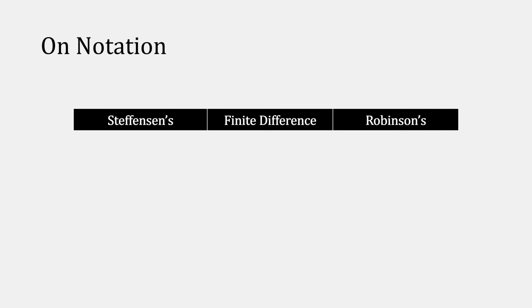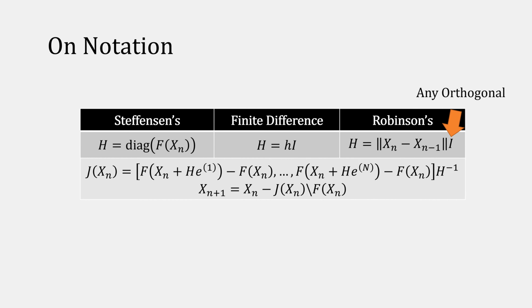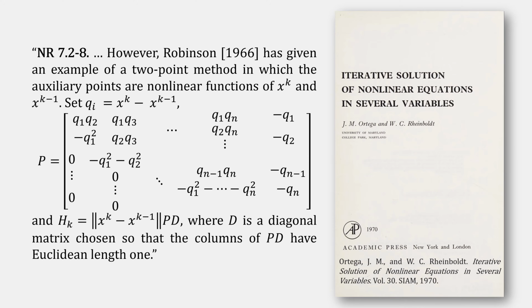I do want to point out the difference in notation between Steffensen's method, finite difference, and Robinson's method. They are essentially the same in their writing of the Jacobian, with the only difference being their value for H. Keep in mind, though, that H can be any orthogonal matrix, and I used the simplified version, but Robinson actually gives a different version. I'm going to use Ortega and Rheinboldt's notation because it's simpler. They use P times D, where P is the matrix that's written above it, and D is a specific diagonal matrix. This then lets the method be a little bit more efficient, but in my opinion, it's not worth it.